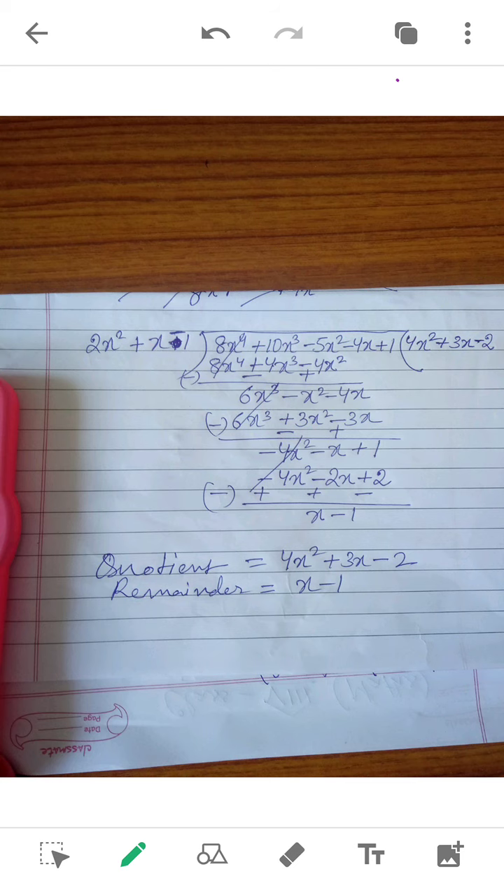So this is very easy, and this kind of sum you have done in the earlier class also. You only need to practice. The more you practice, the more perfect you will become.